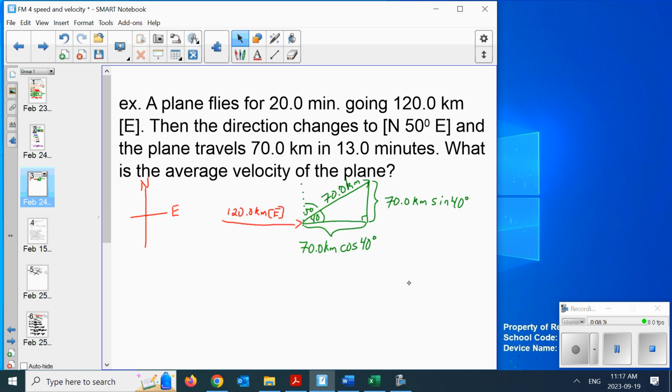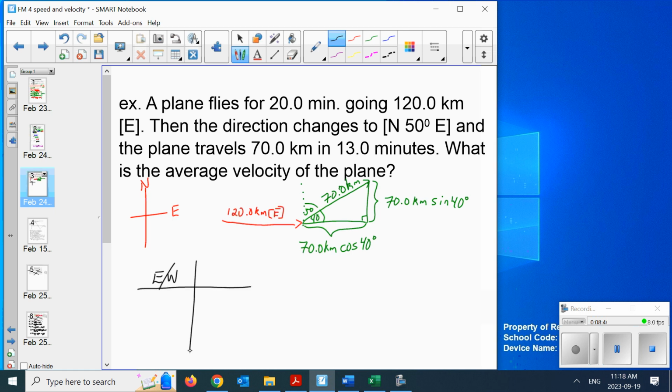Now, I'm going to make my T-chart of the east-west column and the north-south. The first vector is easy. It's only east, so it's 120 kilometers. I can put a plus sign here, and because I put the plus sign, that's to the right. Keep track of the signs.